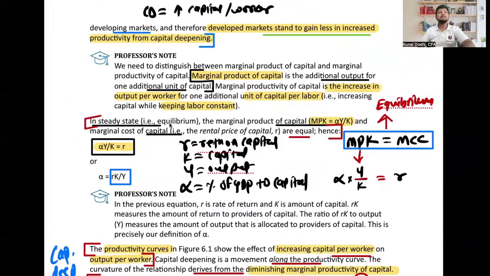So remember this discussion for developing country and for developed country. For developing country, capital deepening will result in higher growth. For developed country, all the growth should come from technological progress because they are already overspent. They are already having enough of capital deployed.